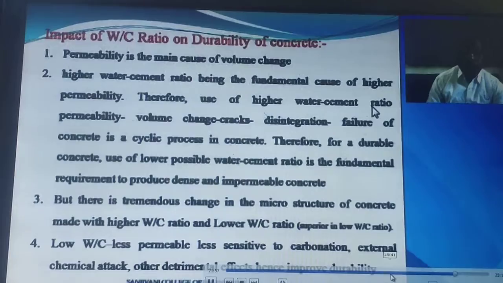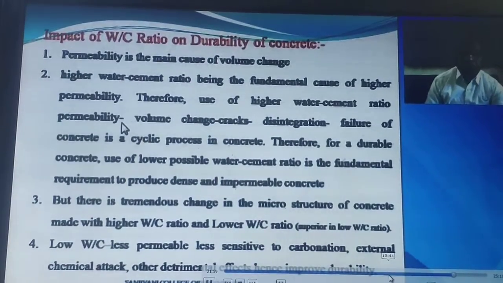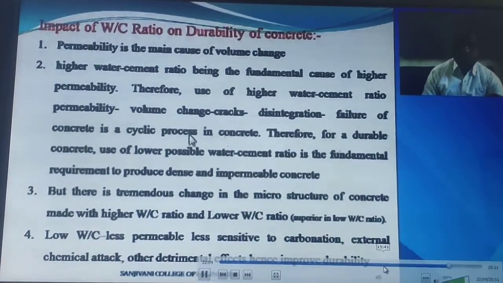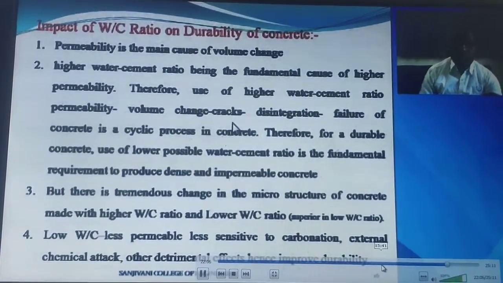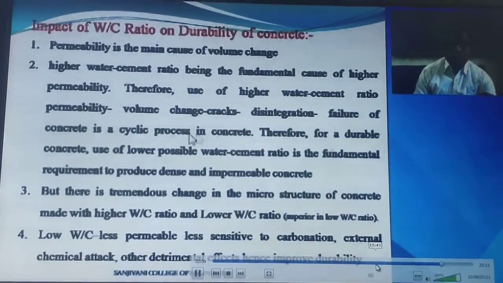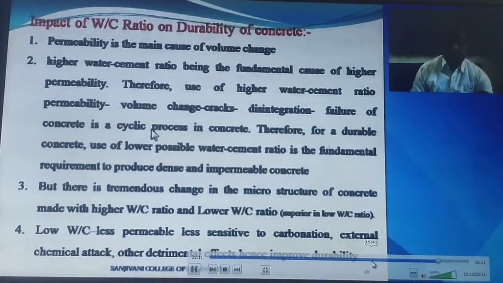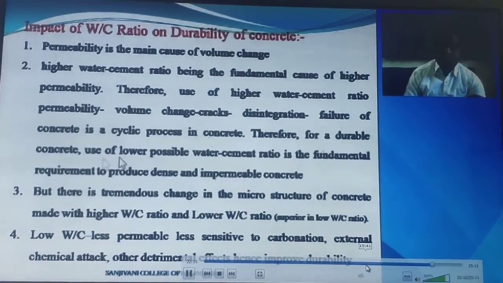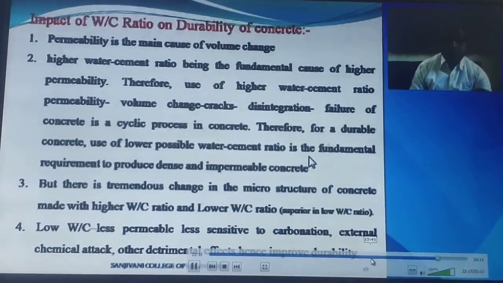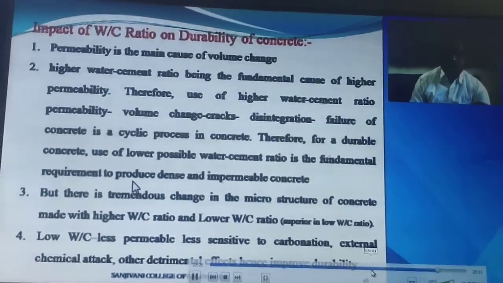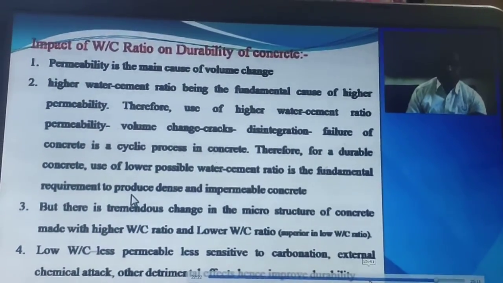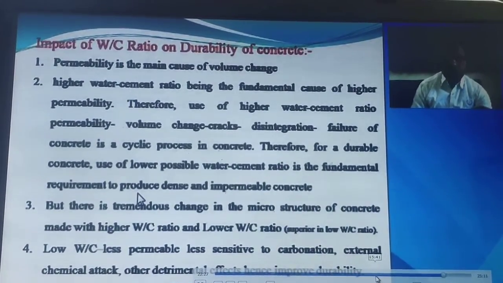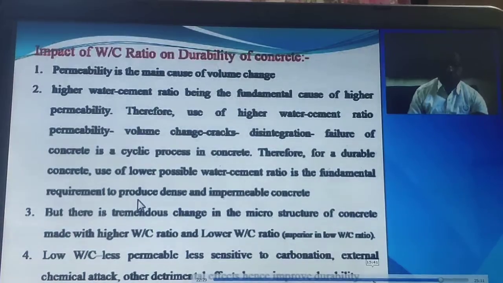Therefore, use of higher water cement ratio leads to permeability, volume changes, cracks, disintegration, failure of concrete. This cyclic process forms in a concrete. Therefore, for a durable concrete, use of the lowest possible water cement ratio is the fundamental requirement. Due to this low water cement ratio, we will be able to produce dense and impermeable concrete.